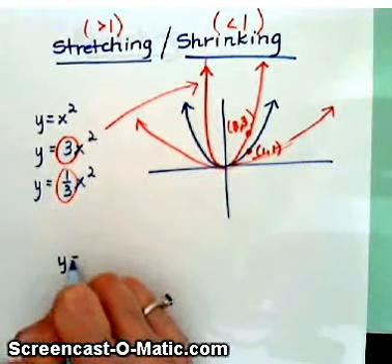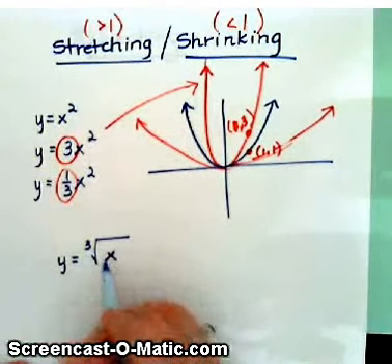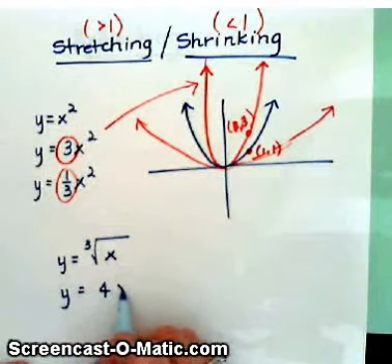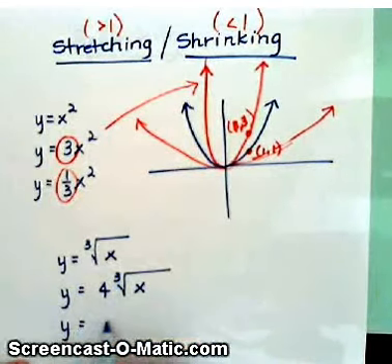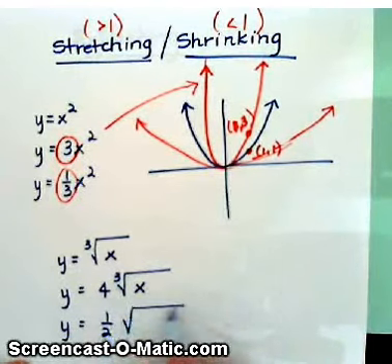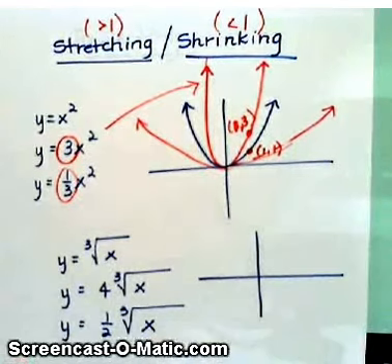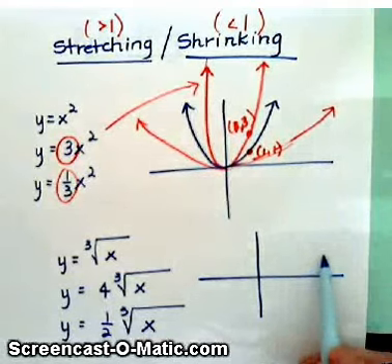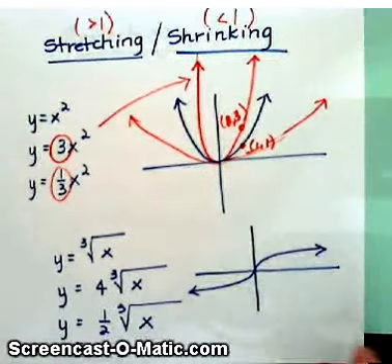Suppose we're going to do y equals, let's do cube root because we never do it. So cube root x, and then y equals 4 cube root x, and then y equals 1/2 cube root x. And let's just put all those 3 here on one axis and see if I can make this look anywhere close to nice. Here is the original cube root. Cube root is kind of a flat snake. You know, he doesn't do much.